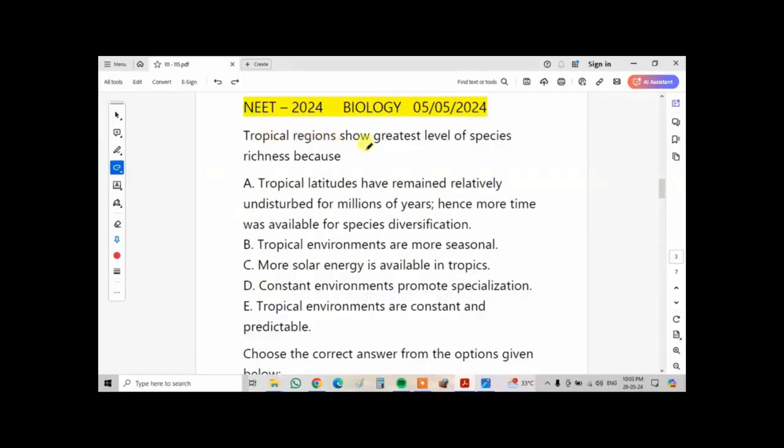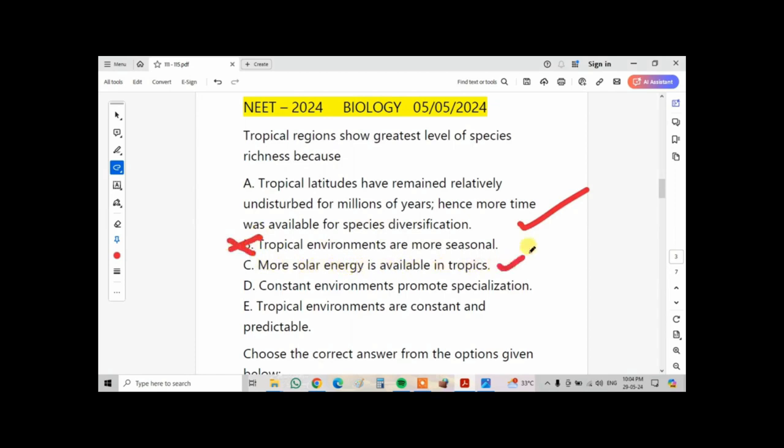Biology NEET 2024. Tropical regions show greatest level of species richness because tropical latitudes have remained relatively undisturbed for millions of years, and more time was available for species diversification. Correct. Tropical environments are more seasonal. No, it's less seasonal. It's wrong. More solar energy is available in tropics.